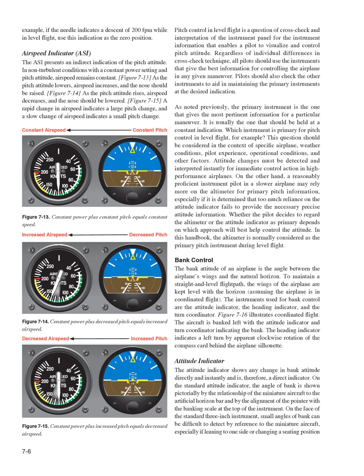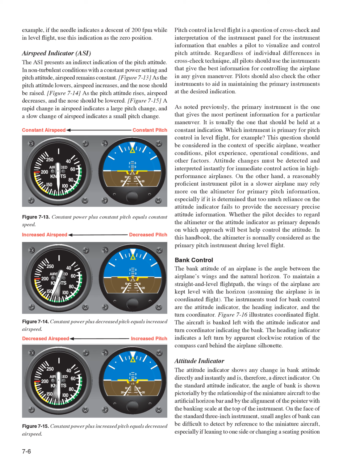Bank control. The bank attitude of an airplane is the angle between the airplane's wings and the natural horizon. To maintain a straight and level flight path, the wings of the airplane are kept level with the horizon, assuming the airplane is in coordinated flight. The instruments used for bank control are the attitude indicator, the heading indicator, and the turn coordinator. Figure 7.16 illustrates coordinated flight.